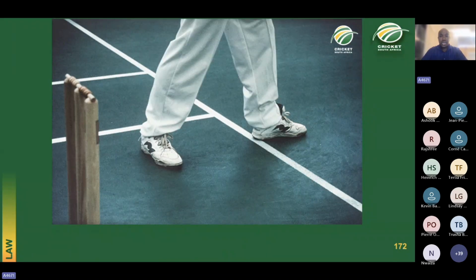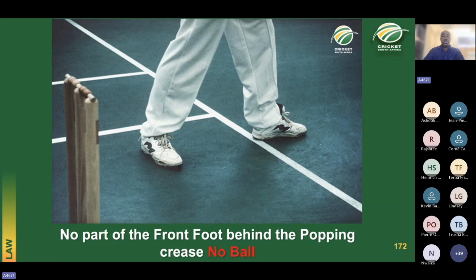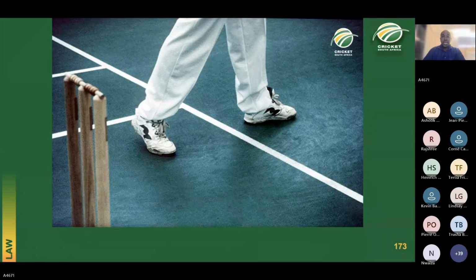Now, what about this one? That front foot has moved a little bit further forward. Is there any part of that front foot grounded or raised behind the back edge of the popping crease? No, there is not. Remember, the line belongs to the umpire. We need some part of that foot behind the back edge of the line. There is nothing behind the back edge of this line. So this is a no ball. This is a very big no ball.